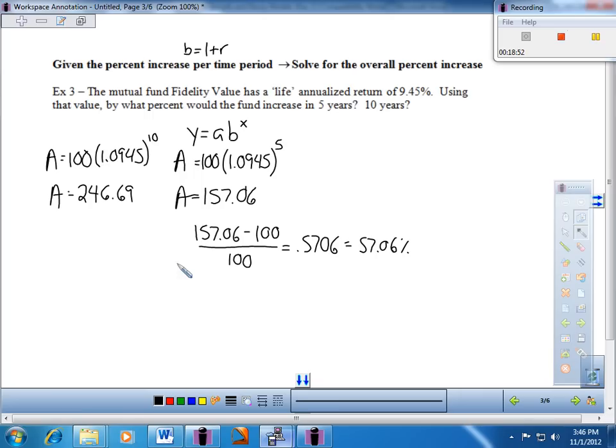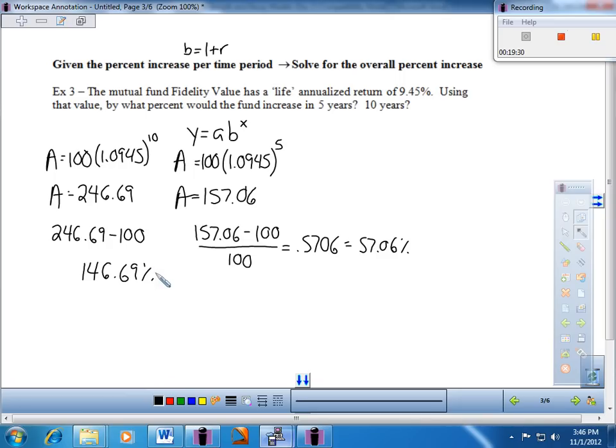But the fact of the matter is, because we started with $100, all I really have to do, here's the shortcut, is take this and subtract 100. And so in this case, it looks like 146.69%.